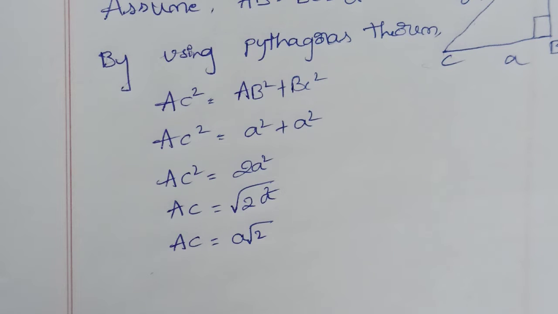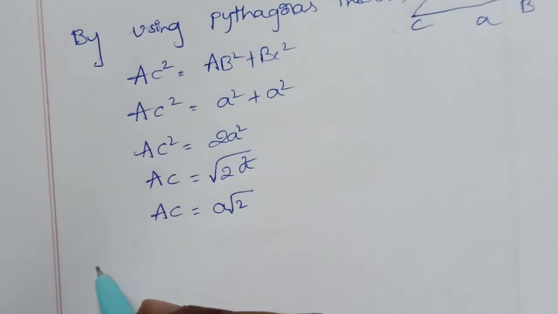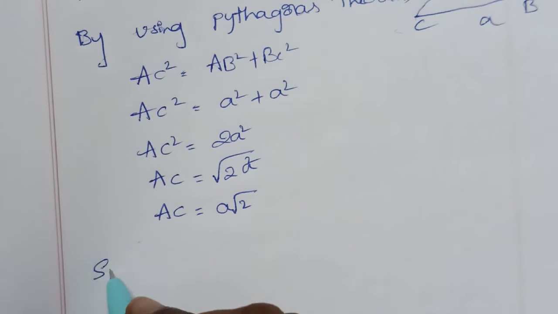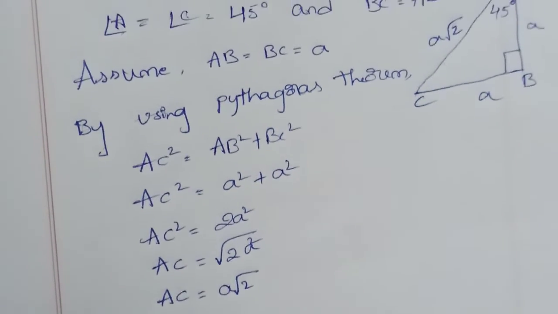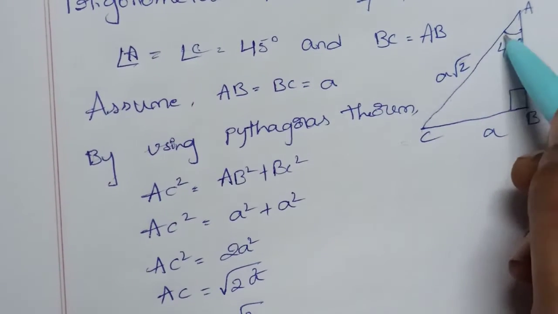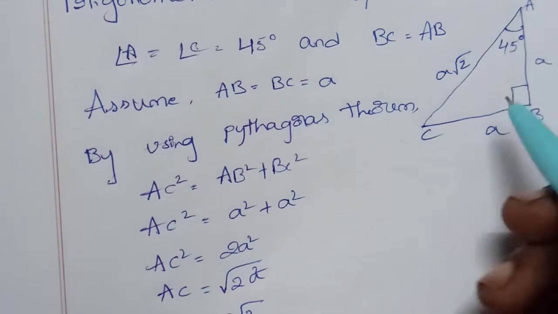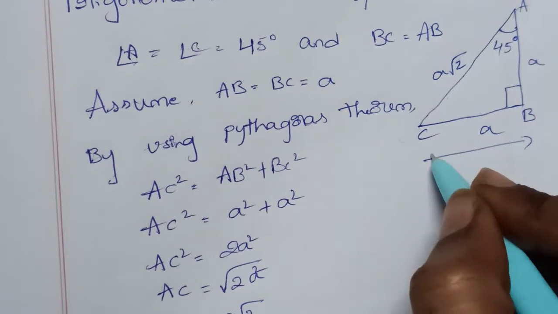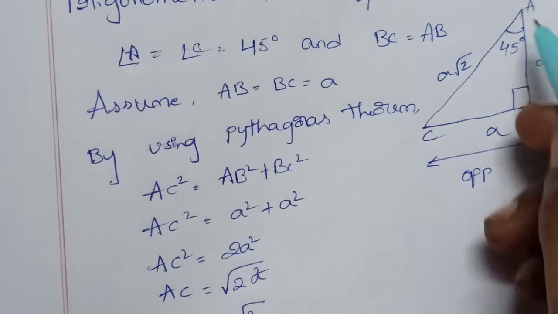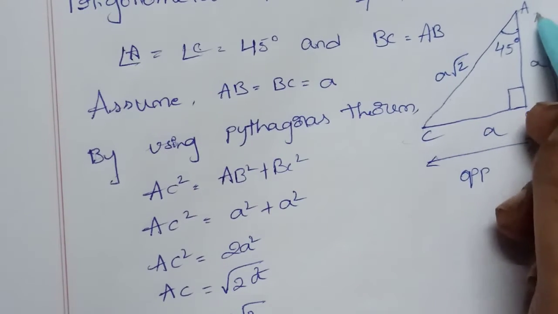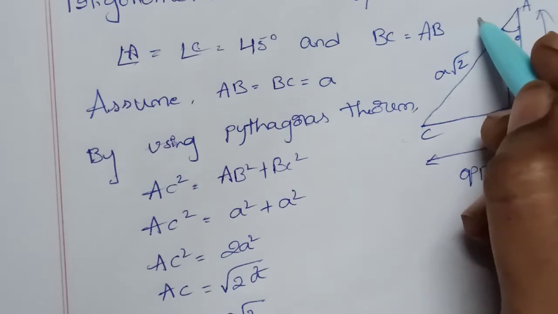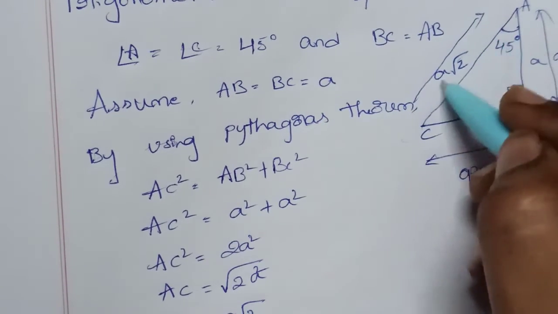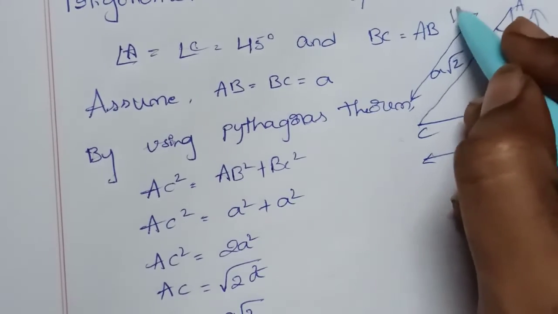By the definition of trigonometric ratios, sin 45 degrees is equal to, here angle is A. So this is the opposite to the angle, and this is the adjacent, and this is hypotenuse.